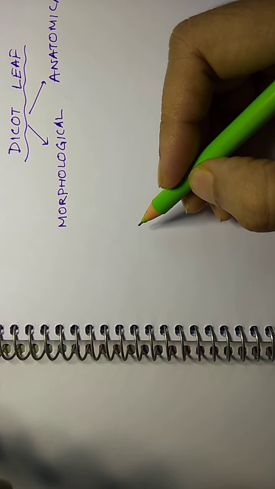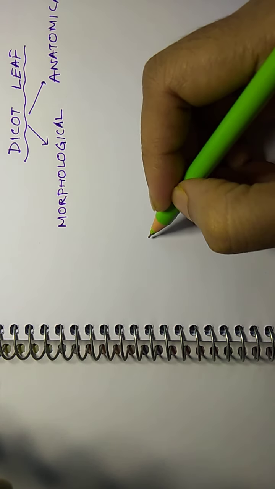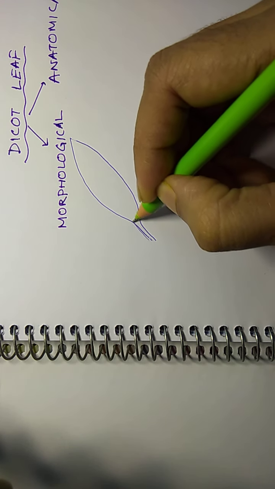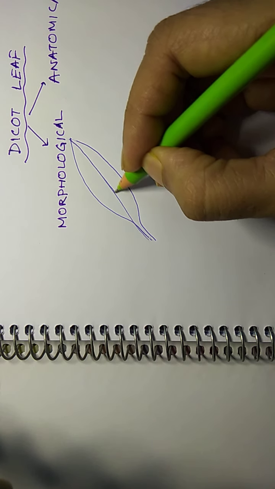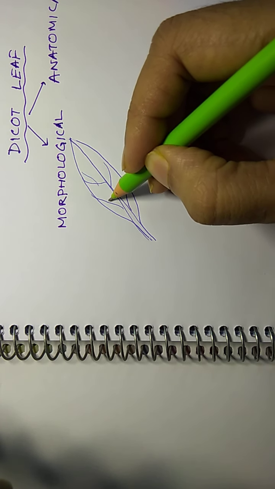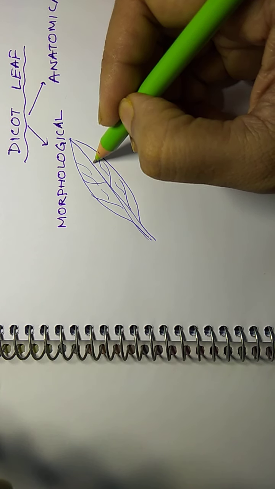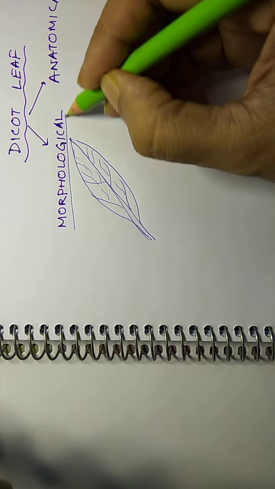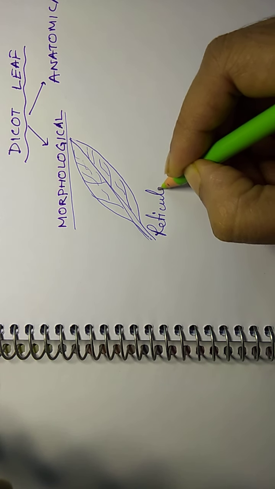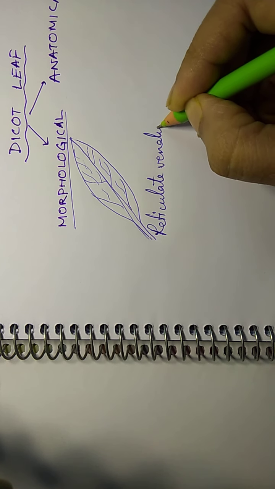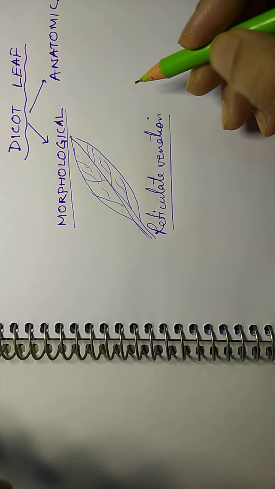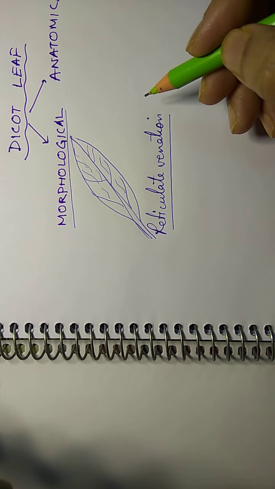The basic feature by which we can identify a dicot leaf is the pattern of venation. We have the main rib or the midrib, which gives out the side veins. The side veins branch more and form a network connection, and hence it is called reticulate venation. This is the foremost feature by which we can identify a leaf to be a dicot leaf.